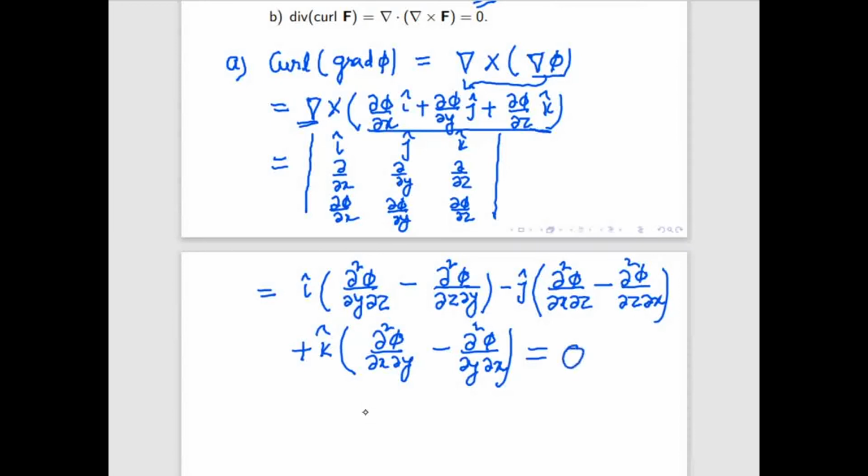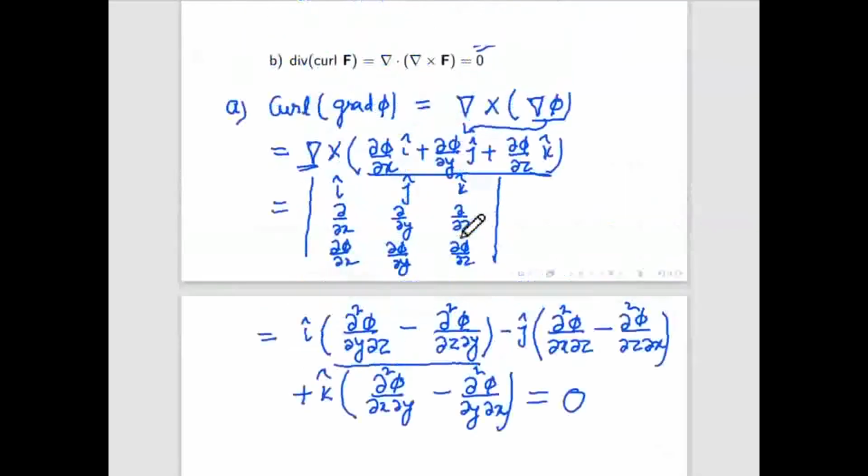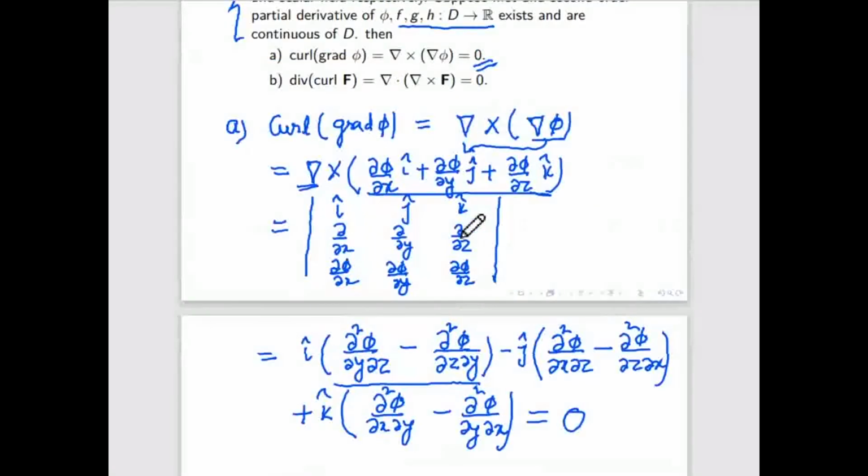So the answer is 0 because it is given that the partial derivatives of phi exist and are continuous. So that's why the mixed derivatives will be equal. The remaining condition is also required for f, g, h when we do part B. So is it okay? This curl of gradient phi is always 0.